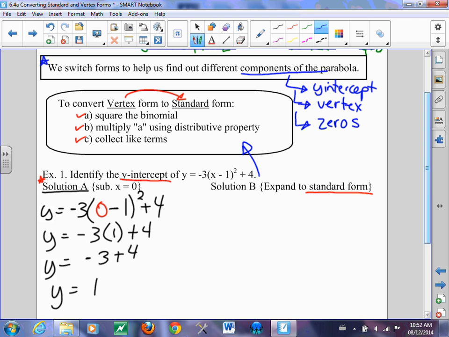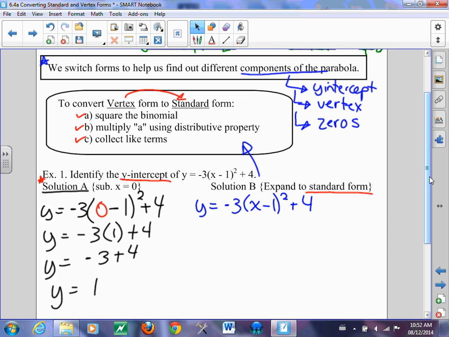Okay, so step 1. Actually, I'm just going to rewrite the question out first. And then I'll underline step 1, what we're going to do first. So step 1 says to square the binomial. So I'm going to focus on this part here. Okay, because it's BEDMAS, right? You've got to deal with the exponents first. So leave the -3 out front, square that first.